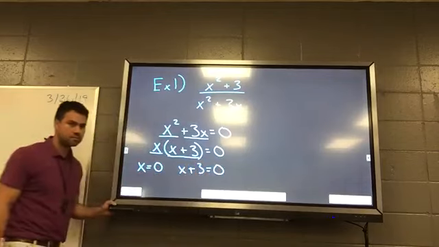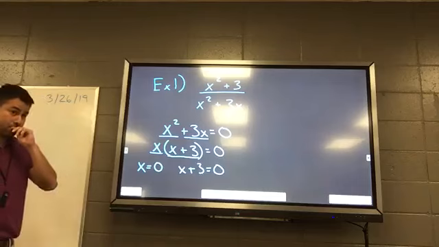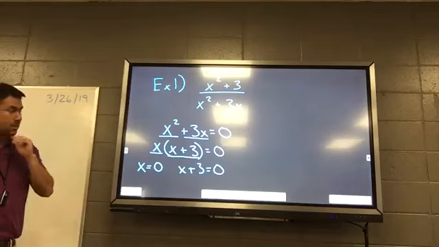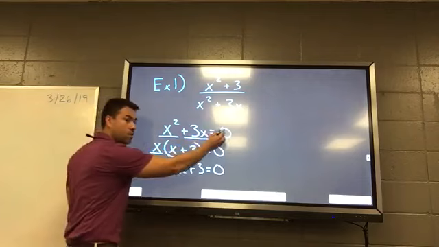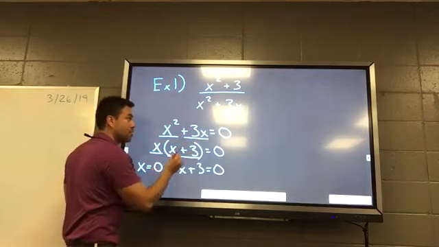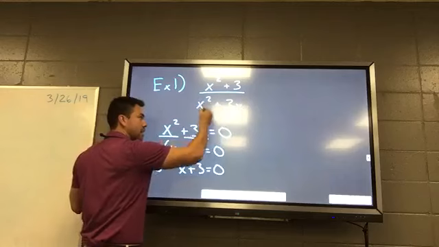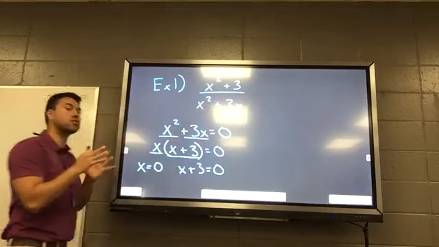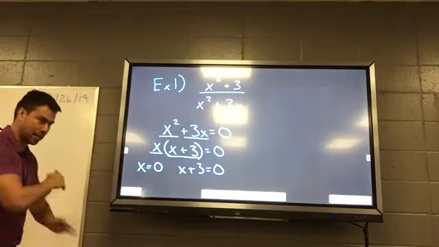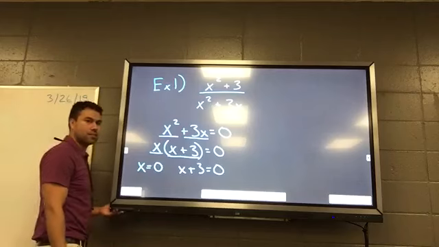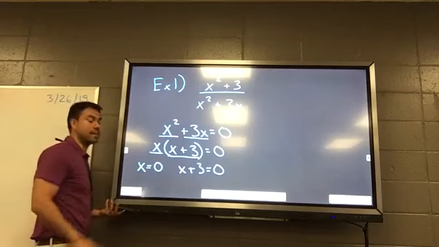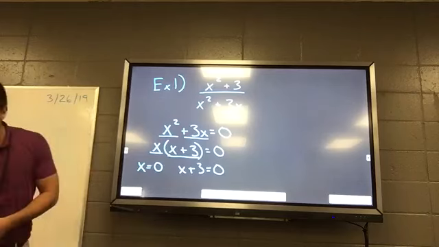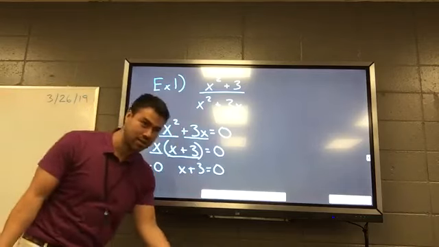How did you get that they equal 0? Remember, what do we not want the denominator to be? 0. So I make it equal 0 so I can find out what are those numbers that will make it 0, because then I want to exclude them eventually. Sometimes it's one number, sometimes numbers.